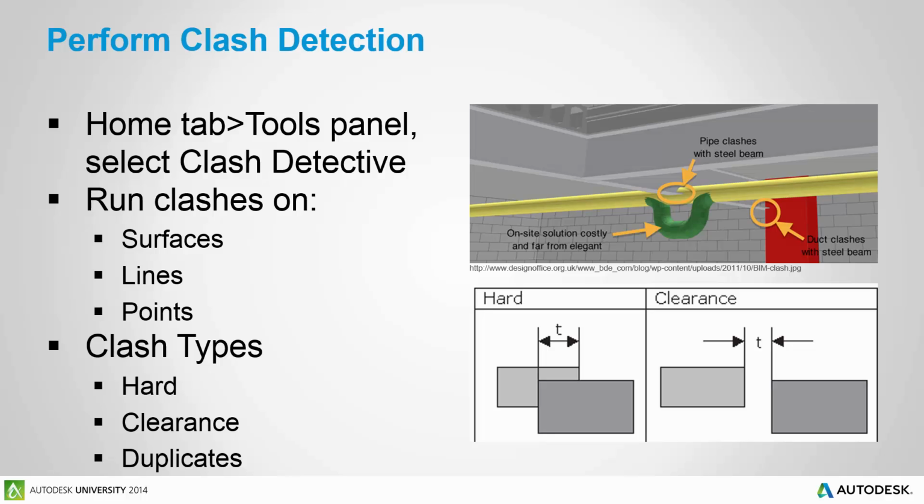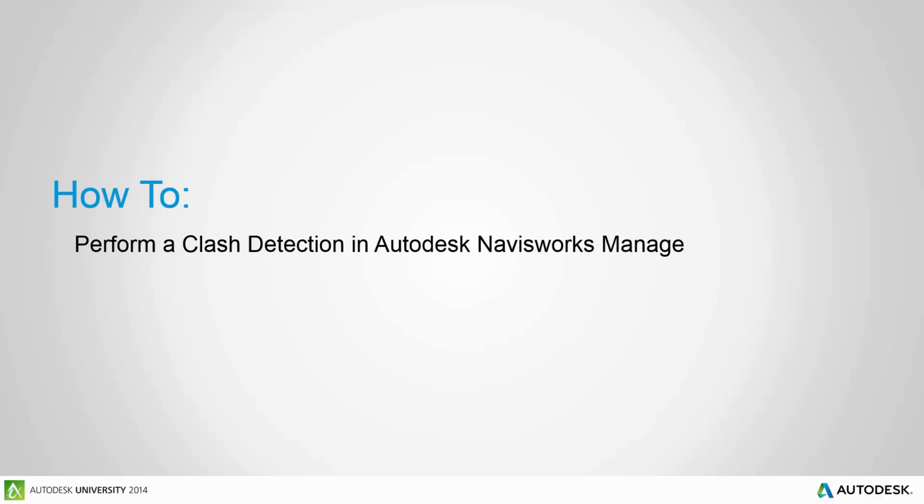You have the ability to do one of 3 types of clashes. You can do a hard clash, which is where 2 objects actually intersect. You can do a clearance check, where 2 objects come within a specified distance of each other, or you can even check for duplicates, where 2 objects are identical in both type and position. So I'm going to open up a Civil 3D file that has a Revit file appended to it inside of Navisworks Manage, and then I'm going to show you how to run that clash detection.